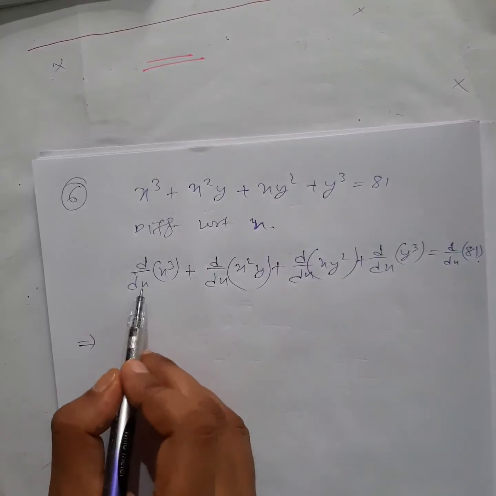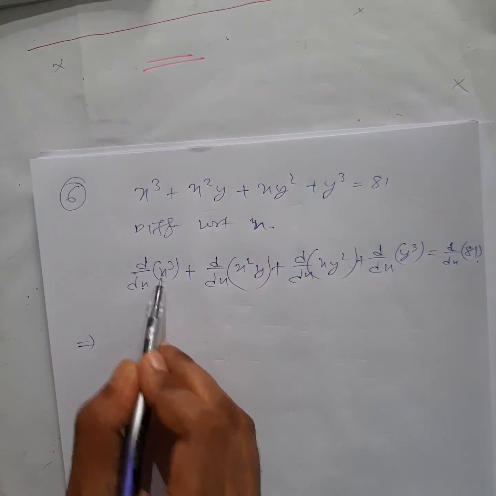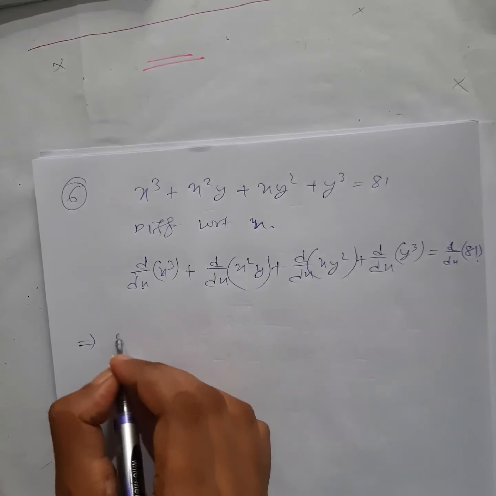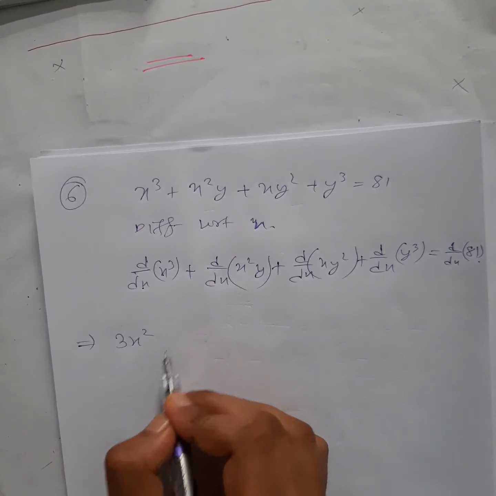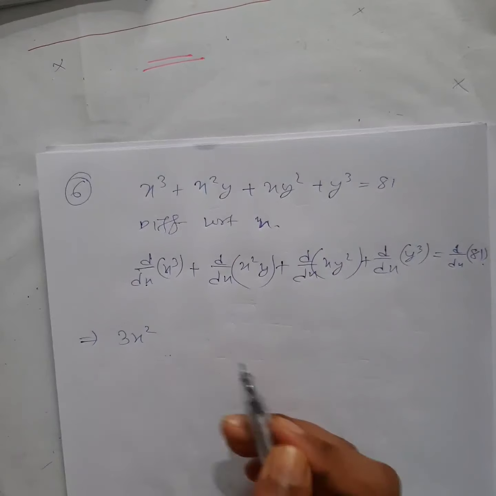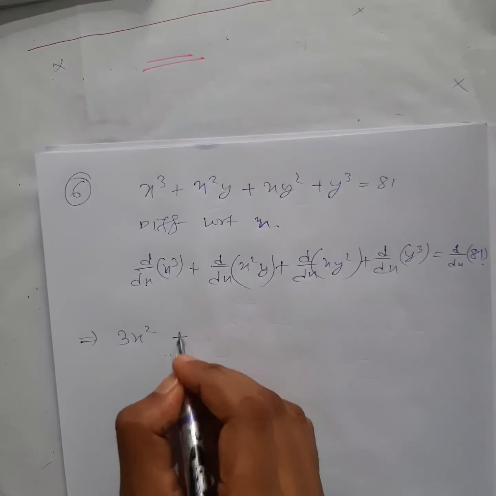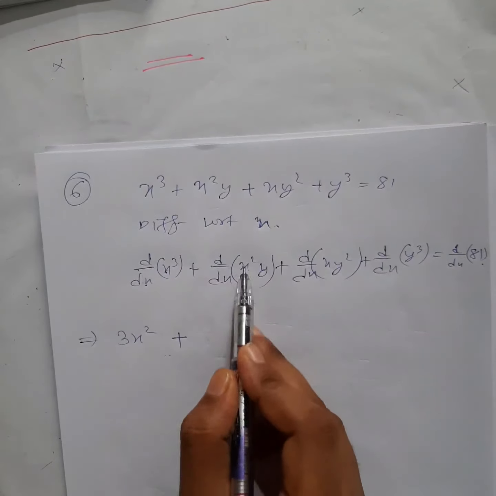What you will get here, you can see independent variable is x, here also x, so this is of the form x cube, right? So you will get 3x square. If you do chain rule here, again dx by dx you will get 1, same variable, that's why, plus ddx of this one.